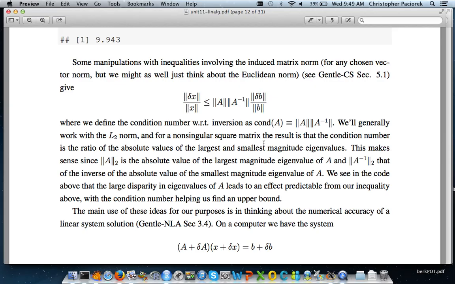So the result is we're going to get delta x over x. I'm now going to move this x to the other side. Is less than or equal to kappa of A times delta A over A. Okay, so what does this tell us after we've worked our way through this?